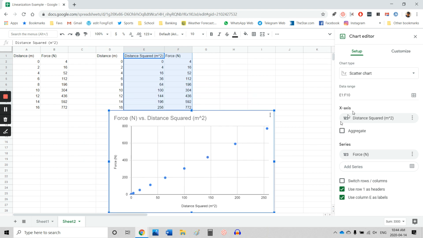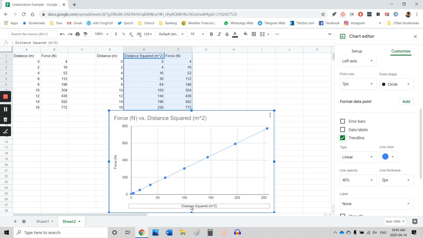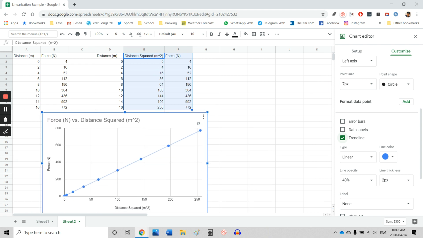Look, it worked. So we can look at, again, customize a trend line, and it's a very nice straight line. And because I selected the column titles, it automatically puts in the axis titles for me. So now we can see clearly that the force and the distance squared is proportional. How do we know that? When we graph the force versus the distance squared, we get a straight line. So this is the introduction of how to linearize some data.